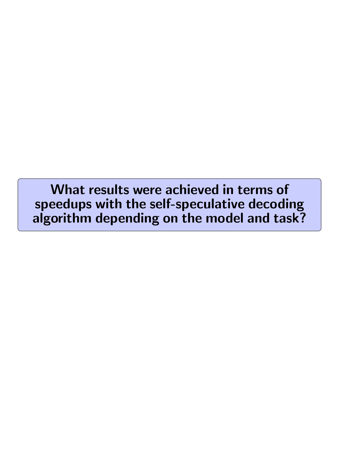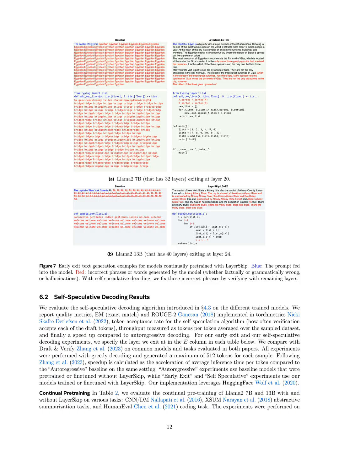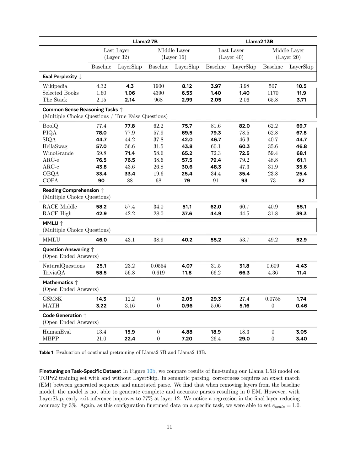What results were achieved in terms of speedups with the self-speculative decoding algorithm, depending on the model and task? The results achieved in terms of speedups with the self-speculative decoding algorithm varied depending on the model and task. The speedups ranged between 1.34x and 2.16x.